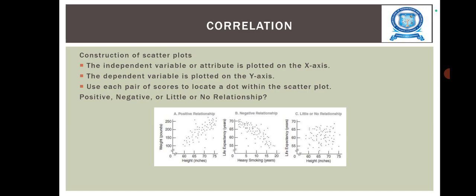Use each pair of scores to locate a dot within the scatter plot. This graph shows a positive, negative, or little or no relationship. In a positive relationship, note the tilt or slope, if any, of a dot cluster. Here the dot cluster has a slope from the lower left to the upper right in panel A. The next one is a dot cluster that has a slope from the upper left to the lower right in panel B. The last one is little or no relationship. It shows a dot cluster that lacks any apparent slope, as in panel C.